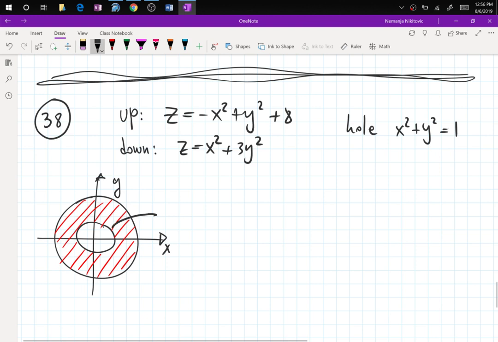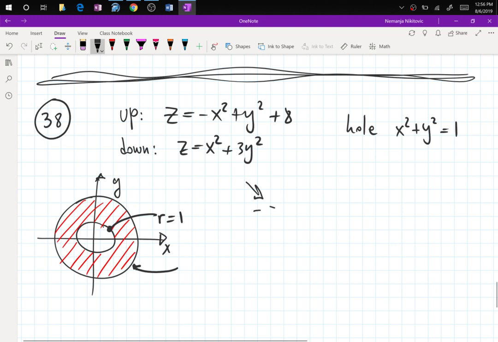Now we know that the inner is r equals 1. I still don't know what the outer one is, and I will get that when I set these two z equations equal to each other, solve the algebra, and then convert everything into polar.